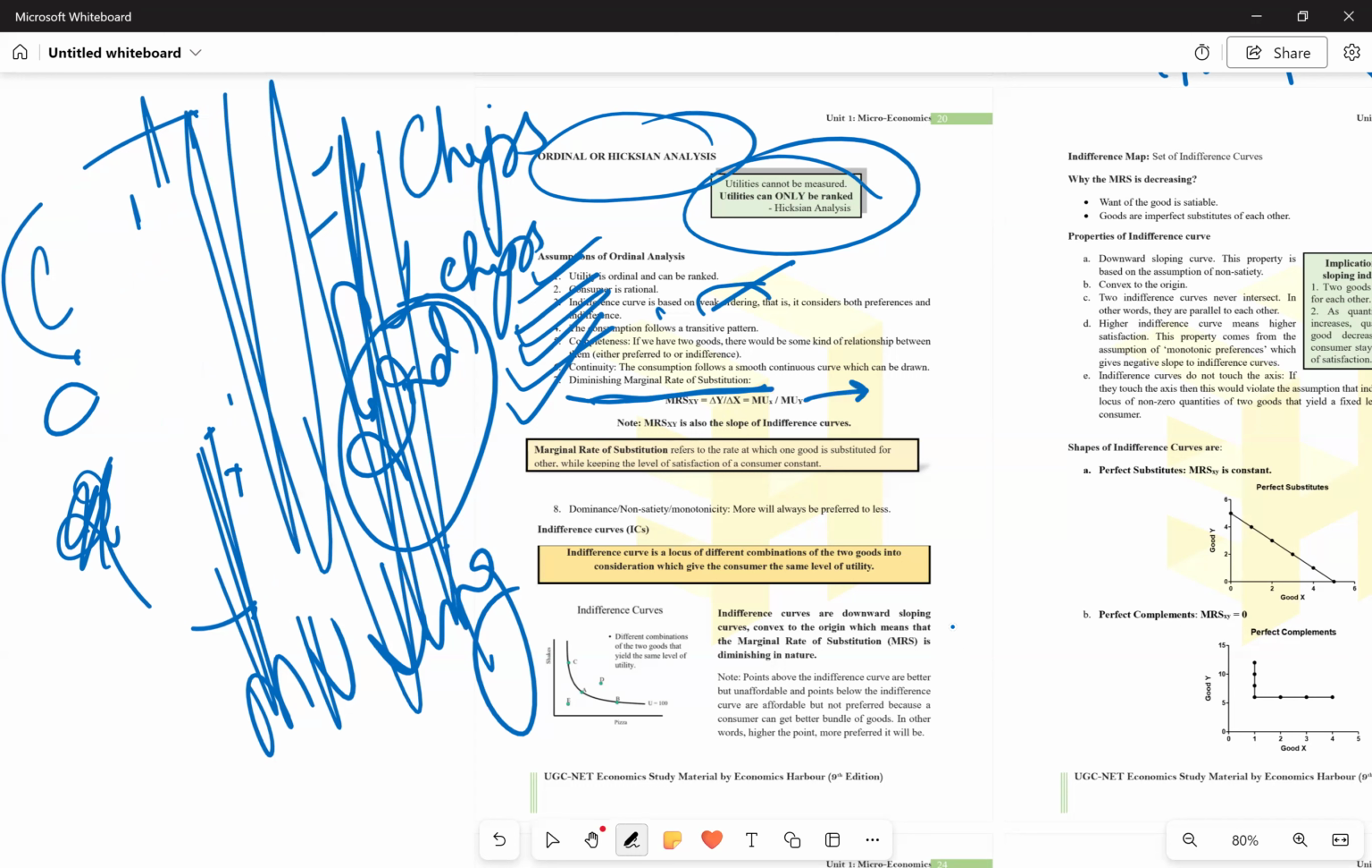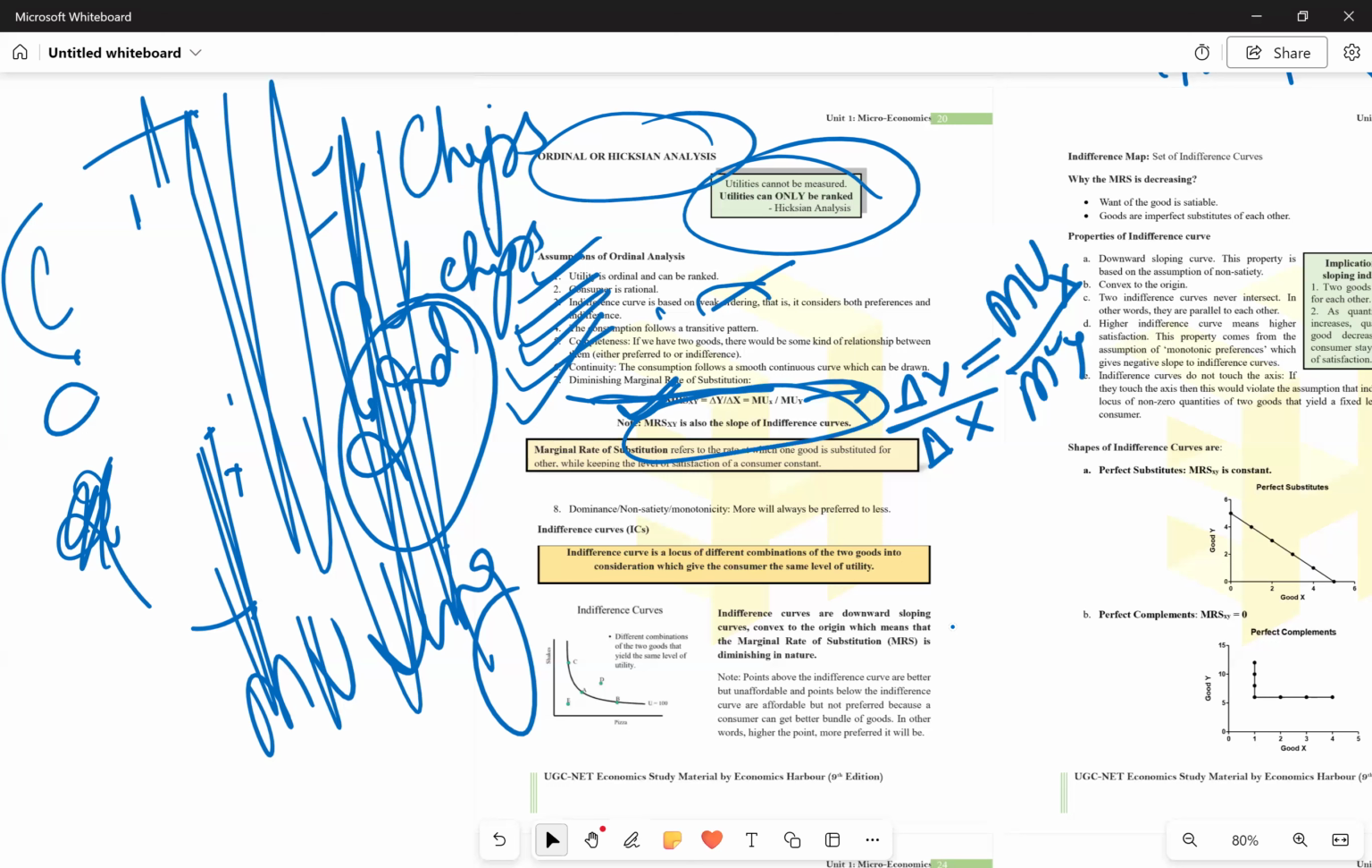So for MRS, it will be how much of your Y you're willing to sacrifice for one additional unit of X. And this will be measured with the help of the marginal utility of X divided by your marginal utility of Y. And this MRS is also the slope of your indifference curves.